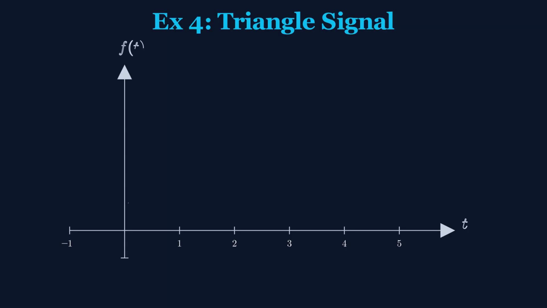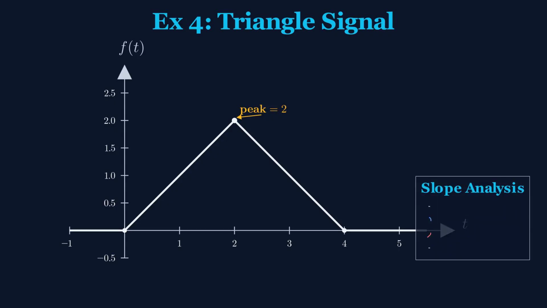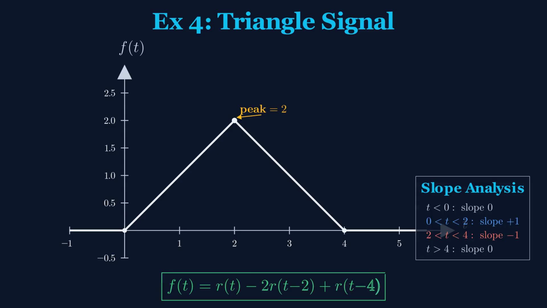Our final example: r(t) - 2r(t-2) + r(t-4). Before t = 0, the slope is 0. At t = 0, the first ramp starts with slope +1. At t = 2, the second term subtracts slope 2, making the net slope -1. The signal starts decreasing. At t = 4, the third ramp adds slope +1, making the net slope 0. But the value has already returned to 0. The result is a symmetric triangle, rising from 0 to a peak of 2 at t = 2, then falling back to 0 at t = 4.